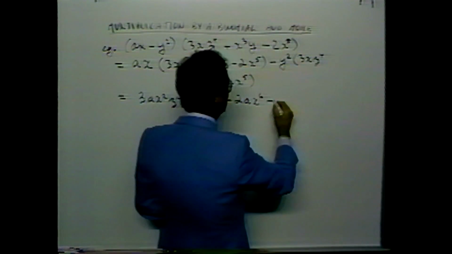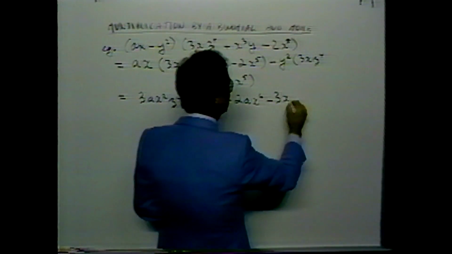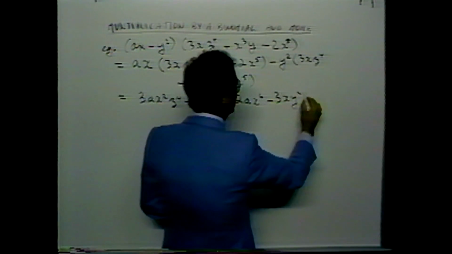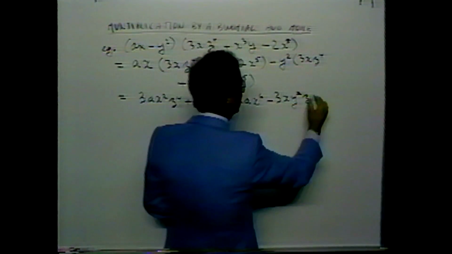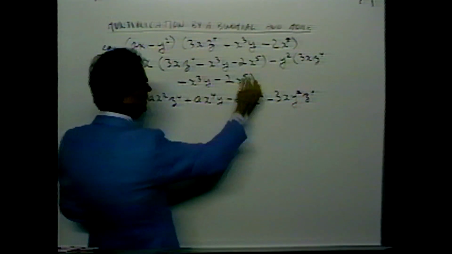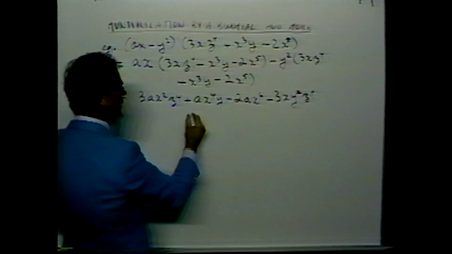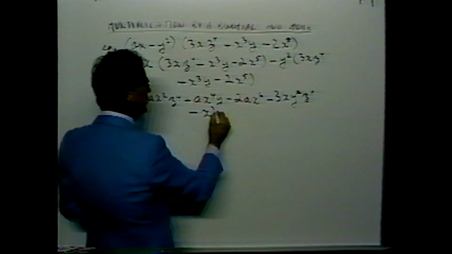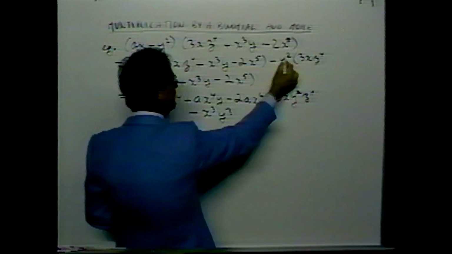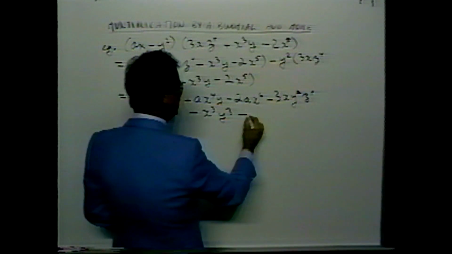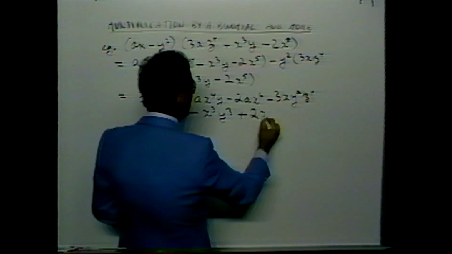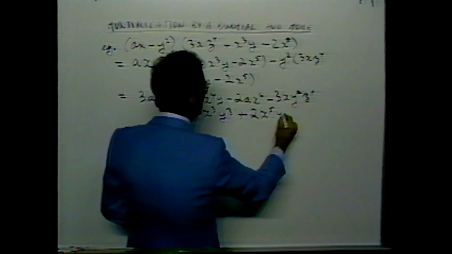Of minus 3x y squared z to the fourth. And continuing down here, because I have run out of room, we have minus y squared times this amount is negative x cubed y cubed. Negative y squared times negative 2 makes it positive 2x to the fifth y.